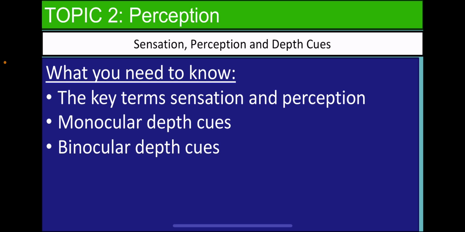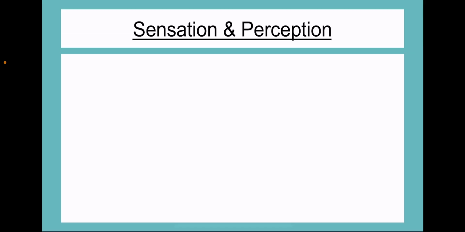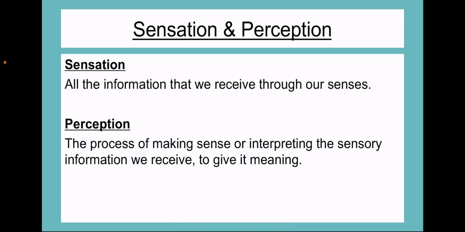So the first thing that you need to know are the definitions of these two words, sensation and perception. Quite straightforward, but a pretty common exam question, asking you what one of them means or asking you for the difference between these two words. So simply put, sensation is all of the information that you receive through your senses. Any information from the external world that comes into your brain, that is a sensation.